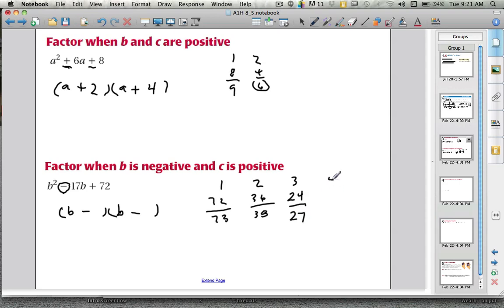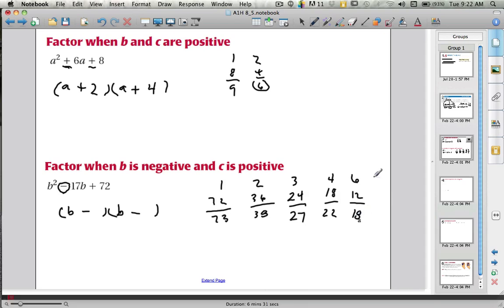I've got 4, and 4 goes into that 18 times, and that adds up to be 22. I have 6 and 12. That adds up to be 18. And I have 8 times 9, and that adds up to be 17. Okay, great. So I tested a number of different possibilities, but I found the right one. So it's going to be 8 and 9.